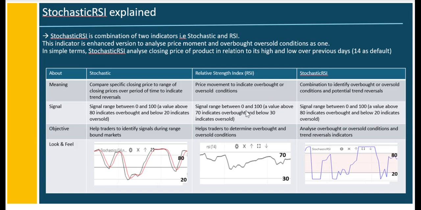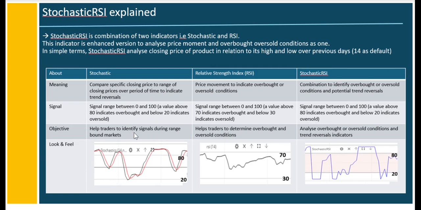Same in RSI, signals are between 0 and 100, so a value above 70 shows you overbought, as well as below 30 indicates oversold. It also gives you a trend reversal. So when you combine the two, you get stochastic RSI. So it's a signal range between 0 and 100. It gives you above 80, it's overbought, and below 20, it's oversold.